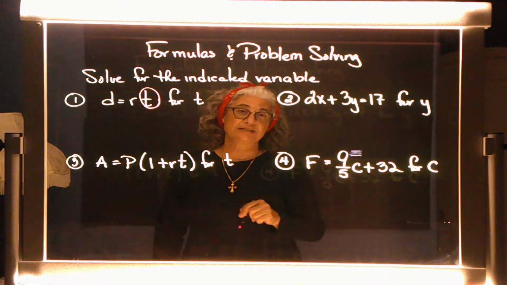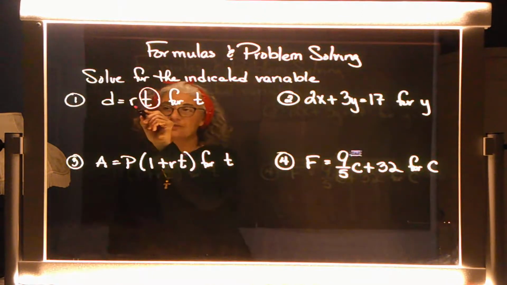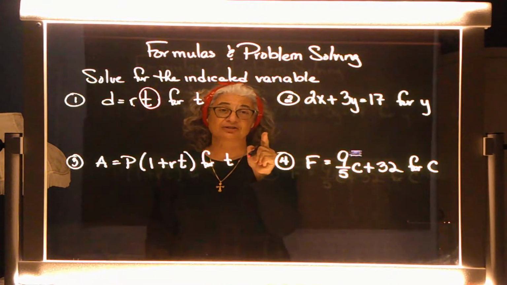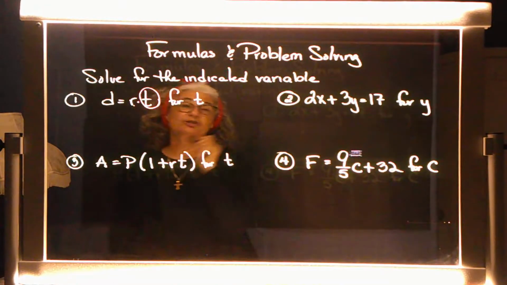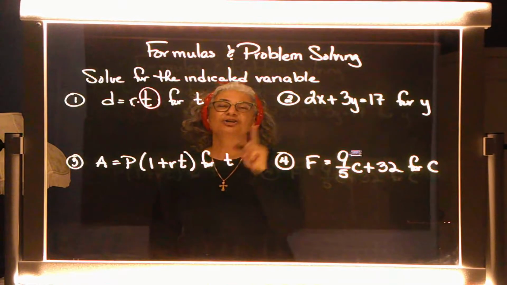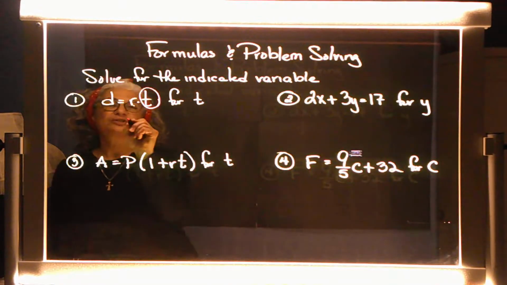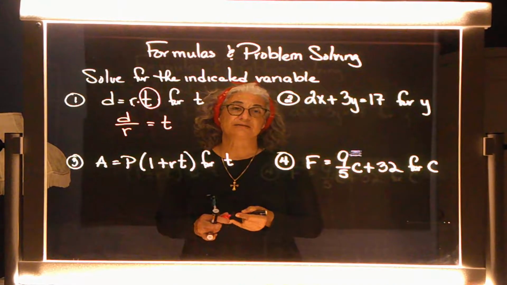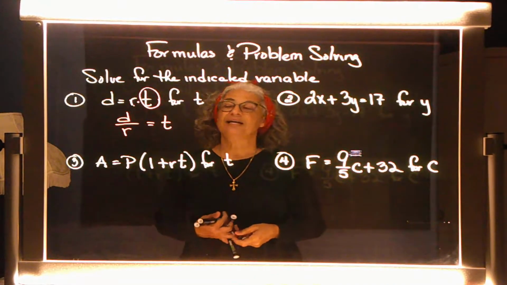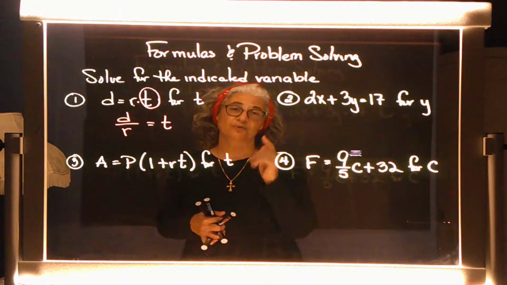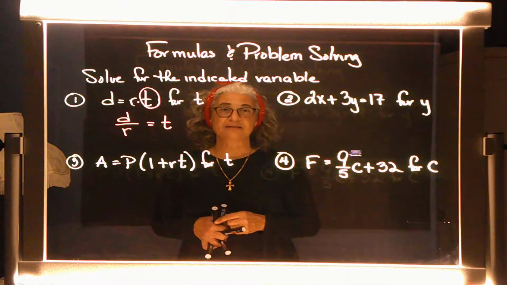So what do I need to get rid of? I need to get rid of the r. And what operation is keeping the r and the t attached? Good, multiplication, which means you're going to have to do what to both sides to get rid of that r? Good, you're going to have to divide, which means I'm going to get d divided by r equaling t. Now the question is, is t by itself? Yes, it is. So are we done? Yes, we are. Does that make sense?